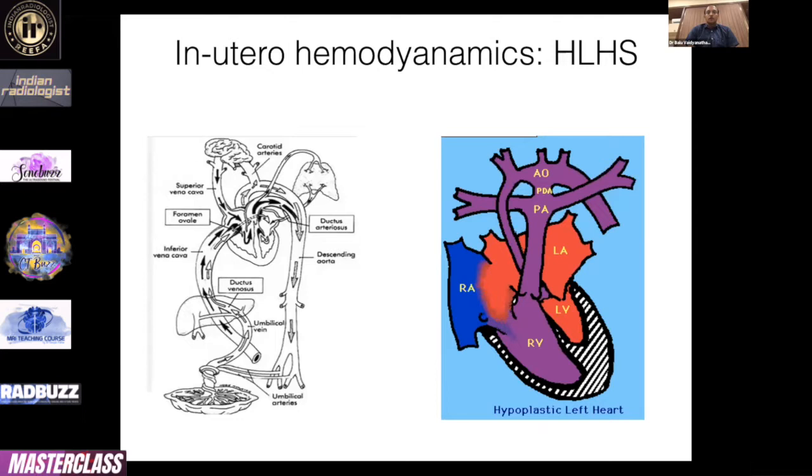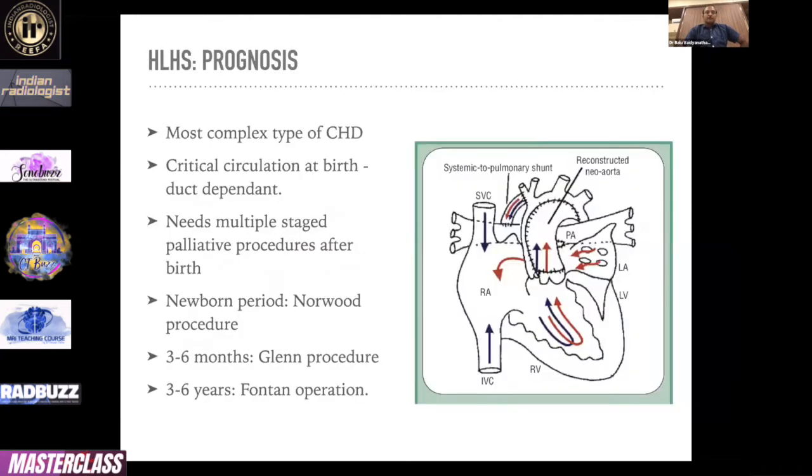Fortunately, in utero, the foramen ovale and the ductus arteriosus maintain the systemic blood flow. That's what you see here. The black arrow shows the retrograde flow into the aorta, while this is the flow into the body circulation. However, postnatally, when the ductus arteriosus closes, unless treatment is begun in time, these babies do not survive.